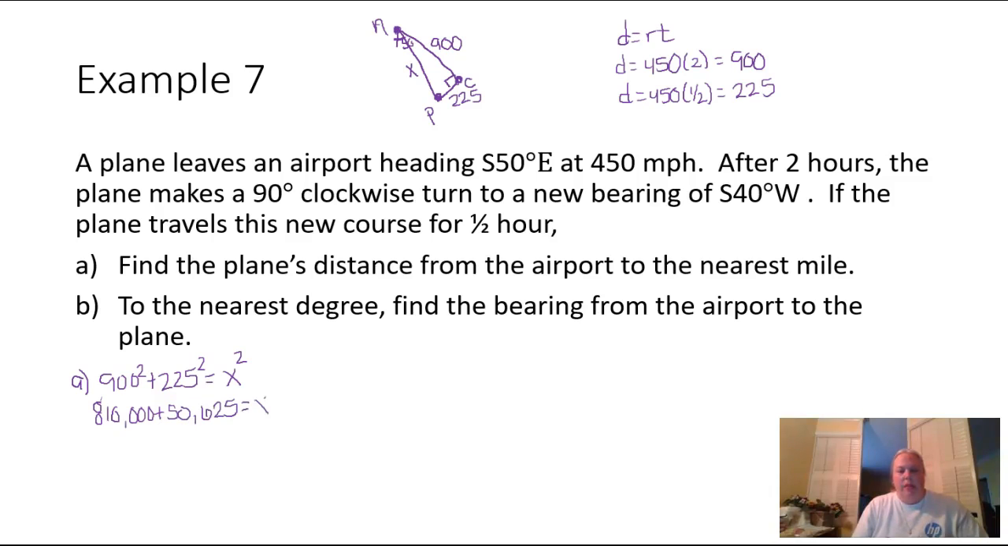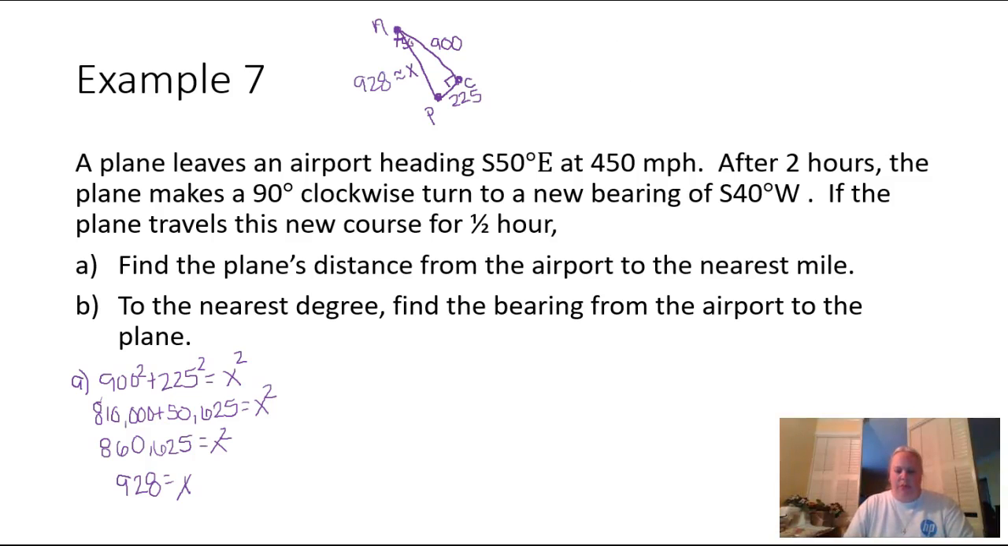50,625. All right, and when we combine those, that's going to give us 860,625. And then when we square root both sides, and we are rounding this to the nearest mile, so I have 927.6, so I'm looking at about 928 miles. So the hypotenuse here is about 928 miles.